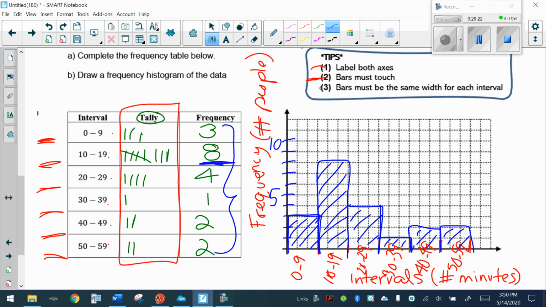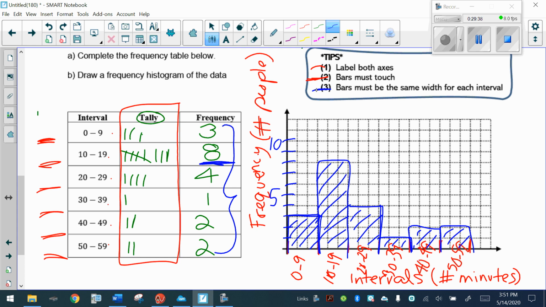I did do tip 3. I think I talked about it, but I didn't say it. The bars have to be the same width. So you can't make them 4 wide and then all of a sudden not have room and the last one's only 2 wide. It doesn't work that way. You got to make it look all the same.